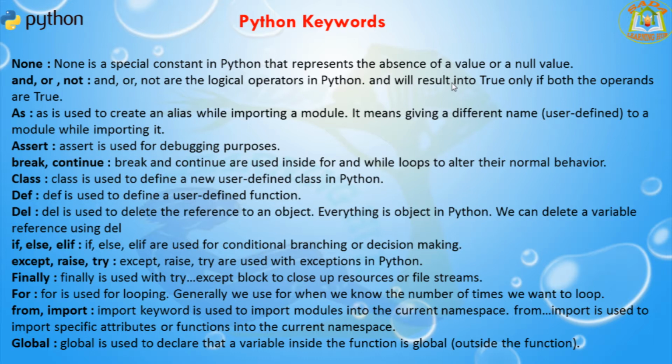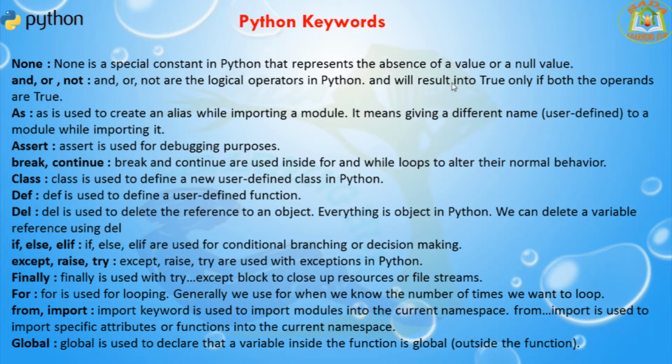Next is the pass keyword. The pass keyword is a null statement in Python. Pass means a null statement, meaning nothing happens when it is executed. It is used as a placeholder. The next keyword is the return keyword. The return statement is used inside functions to exit them and return a value.